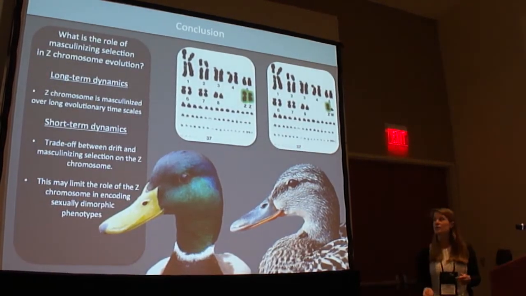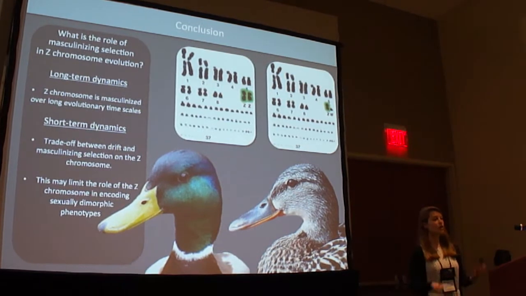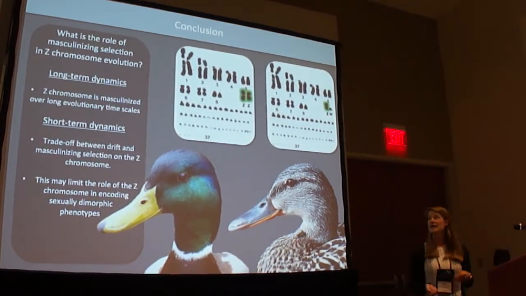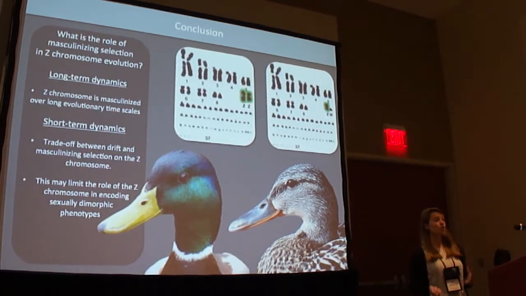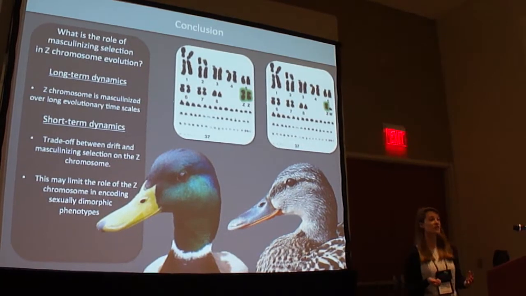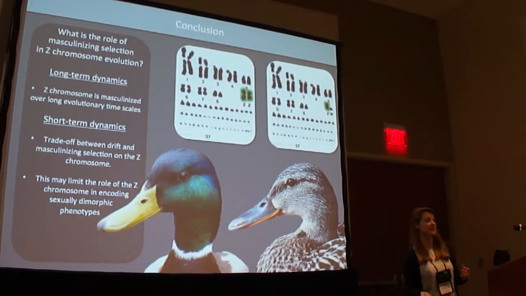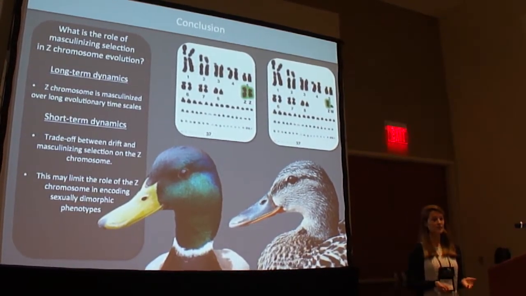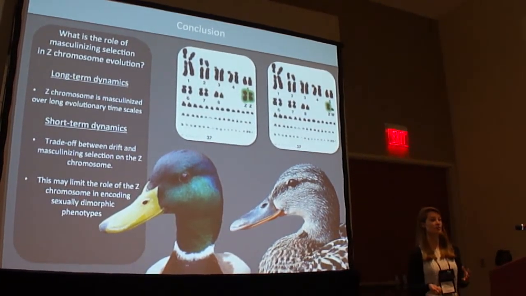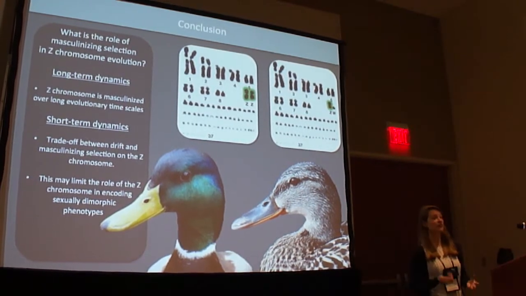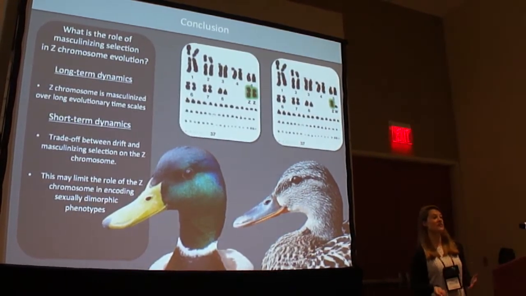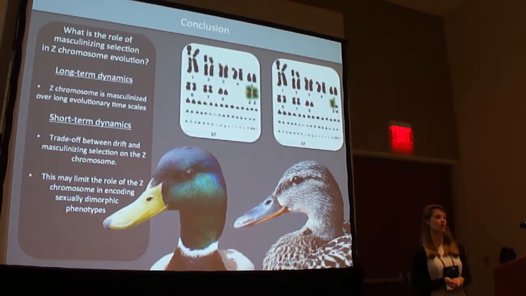So just to conclude, we've shown that the Z chromosome over long evolutionary time periods, over the course of around 130 million years, is masculinized. But over short-term time periods, we fail to establish a link between short-term changes in the strength of sex-specific selection and gene expression evolution. This may be because ultimately there's a trade-off acting on the Z chromosome between the strength of drift and the strength of sex-specific selection, that's ultimately acting to limit the role that the Z can play in encoding sexually dimorphic phenotypes.